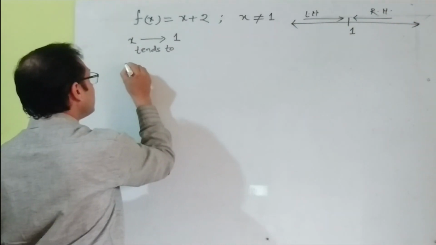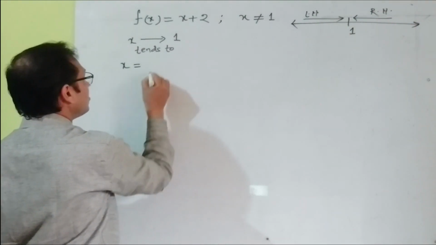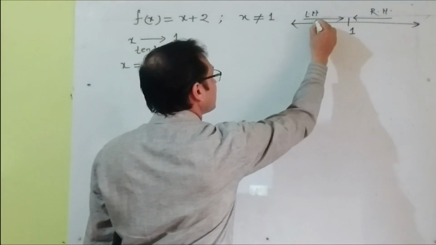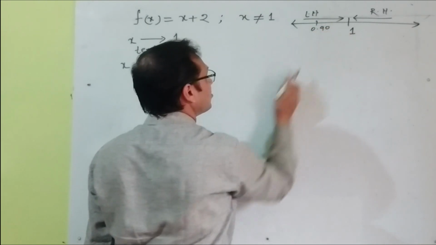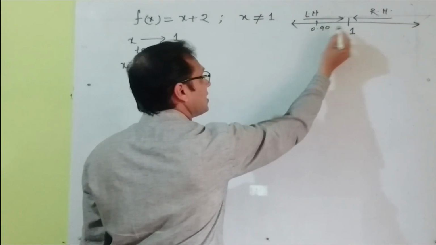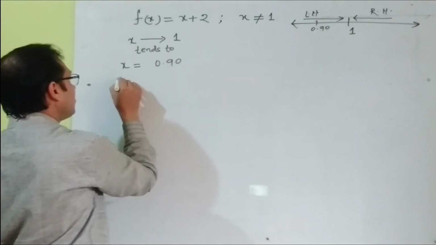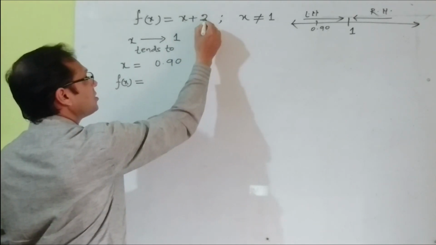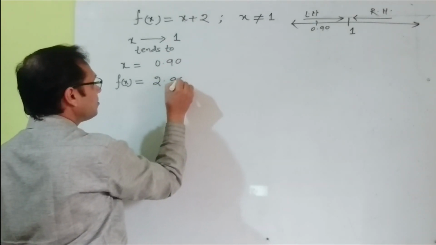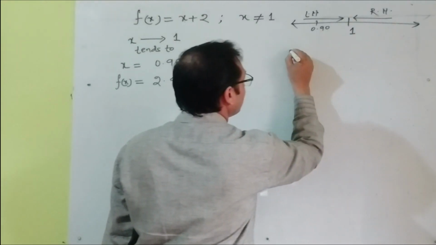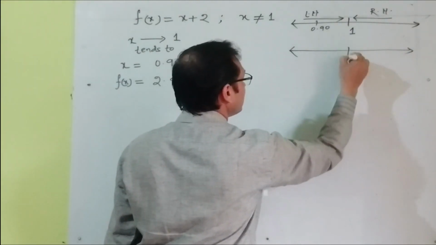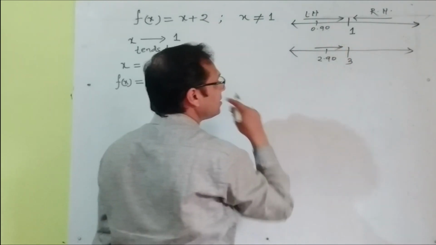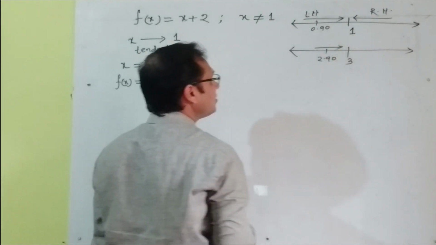If you take x equal to 0.90, that means the value of x is on the left hand side of 1. Then the value of f(x) is 0.90 plus 2, that is 2.90. That means the value of f(x) is going towards 3 from the left hand side of 3.